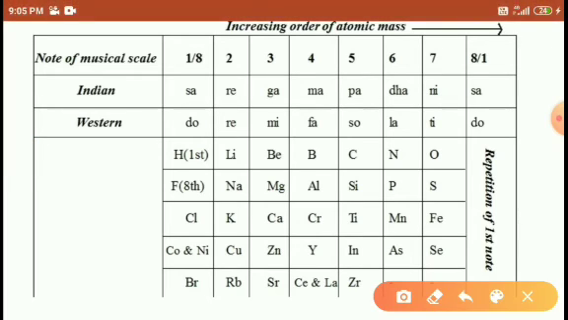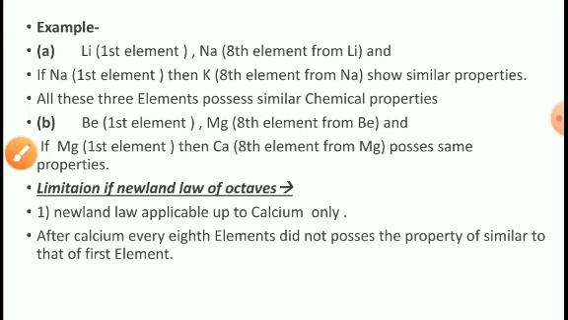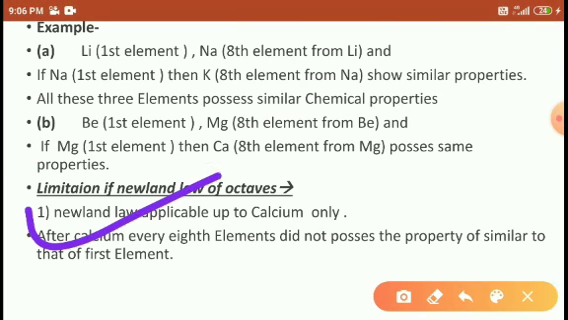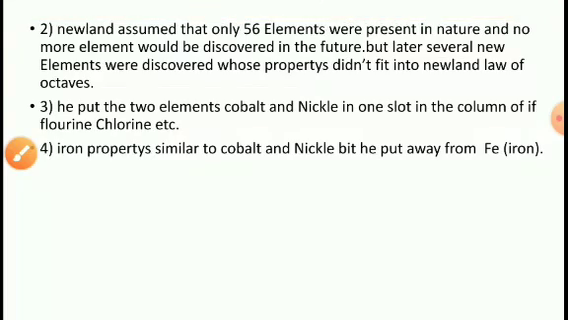I told you the aluminum property does not match chromium. Silicon and titanium properties do not match each other. Phosphorus and magnesium properties do not match, and sulfur and iron properties do not match each other. Right, students? So the limitation is that this theory is applicable only up to calcium, because after that the properties are not similar.